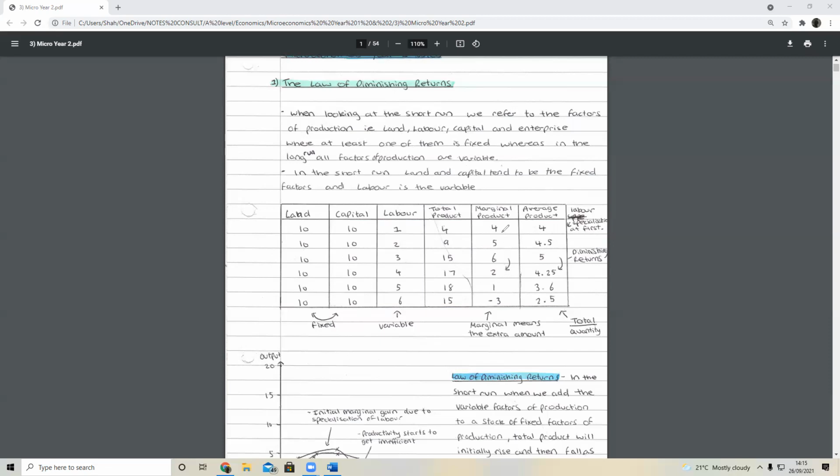So this is why we see a marginal product increase and then a marginal product decrease. And it could get so bad that this 6th worker is actually making the total product decrease from 18 to 15. And so now we have a negative marginal product.